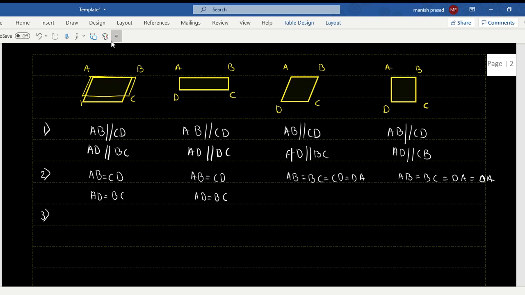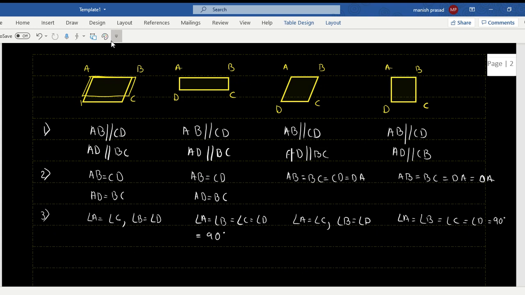Now, the next one. Okay, sides are done. In this, opposite angles are equal. Angle A is equal to angle C and angle B is equal to angle D. Out here, all angles are equal to 90 degrees. Angle A is equal to angle B is equal to angle C is equal to angle D is equal to 90 degrees. In this case, opposite angles are equal again. Angle A is equal to angle C and angle B is equal to angle D. And out here again, each angle is equal to 90 degrees. So this is another one.